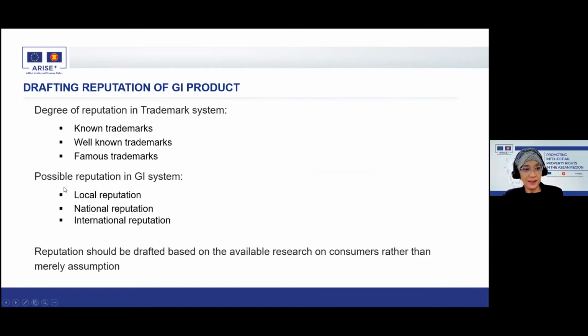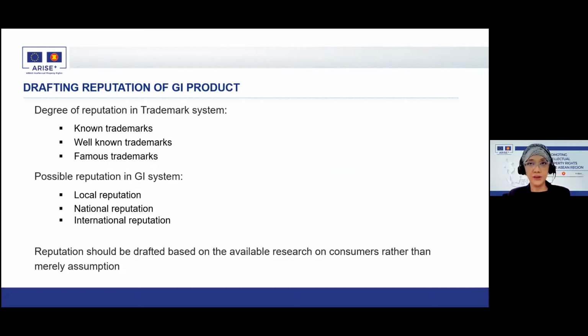Okay, now we move on to discuss drafting the reputation. There are several reputations that can be mentioned here. Firstly, the trademark system has special degrees of reputation: known marks, well-known marks, and famous marks. But the reputation in GI is different.